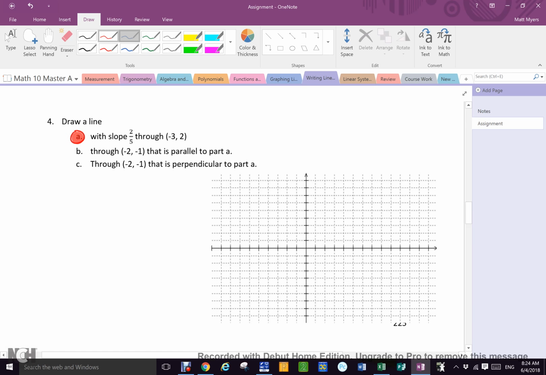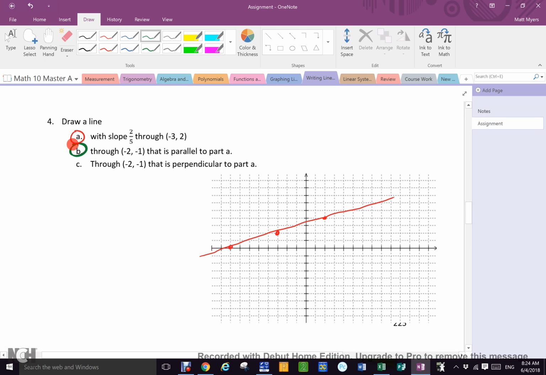Slope, the red one will be A through -3, 1, 2, 3, up 1, 2, with a slope of 2/5. It's positive, so I can rise 2 and run 5, 1, 2, 3, 4, 5. And I should drop 2, 1, 2, 3, 4, 5, and run 5, making this nice line.